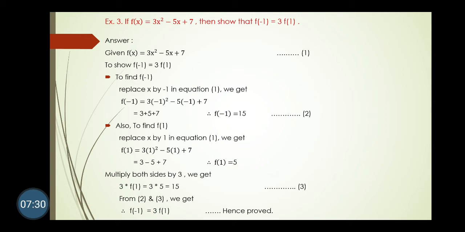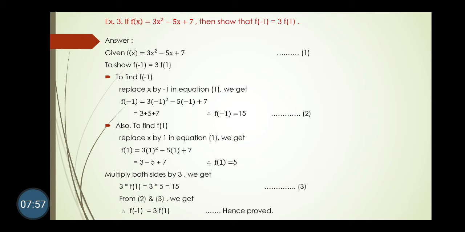So we multiply both sides by 3 in the above term. We get what? Multiply both sides by 3. So 3 into f of 1 is equal to 3 into 5 and itself it becomes what? 3 fives are 15. We consider this as equation number 3. And if we see equation 2 and equation 3, do we get the same answer? Yes. It is 15. And the same answer we get, that means the both are the same value.